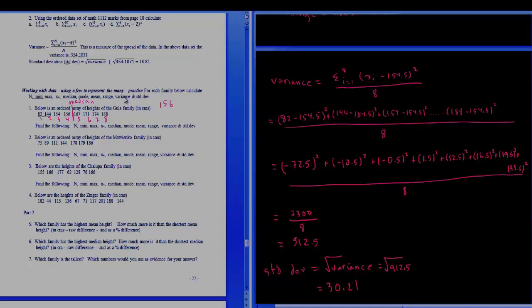And we've calculated each of these values now. So you have lots of practice here with those. These questions are a little bit more conceptual, but once you calculate each of these, then you'll be able to say which family is the tallest, which family has the highest median height, which family has the highest mean height, and so on. So this has been a short introduction or review of calculating mean, median, mode, standard deviation, variance, range, and so on.